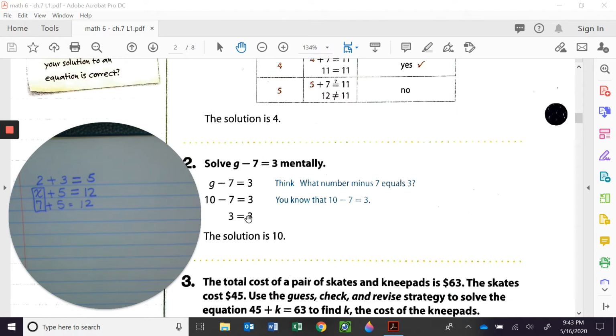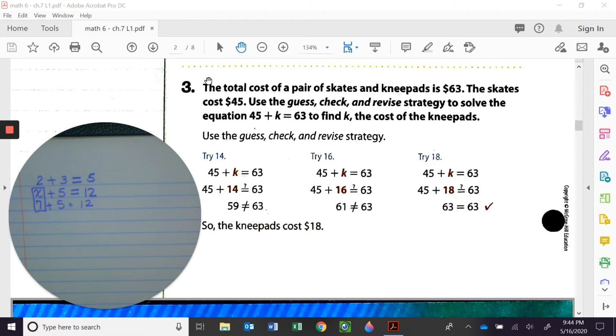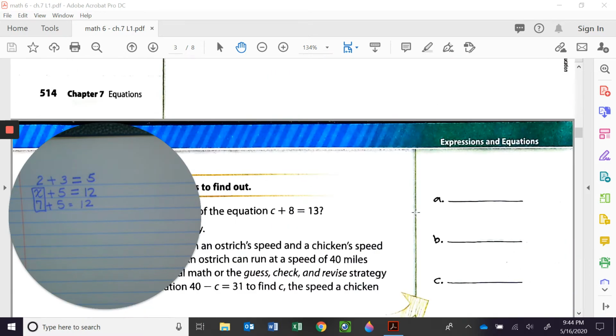Okay, they've tried it here as well. So g minus 7 equals 3. So we have to know what minus 7 equals 3. Well, 10 minus 7 equals 3. So the solution is 10. And you can see they've tried other things to find the exact one.